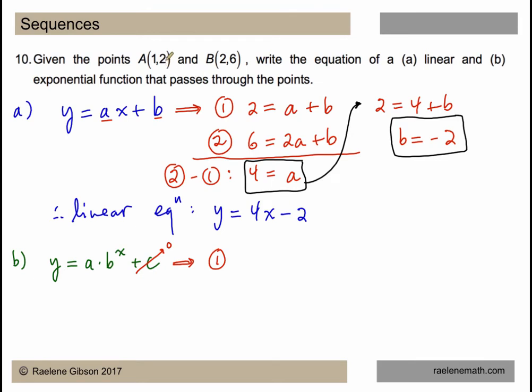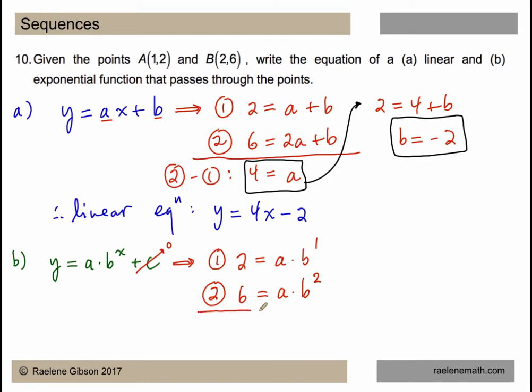So if we substitute the first point, 1 for x and 2 for y, we get that 2 is equal to a times b to the 1, or simply ab is equal to 2. And the second point gives a second equation, namely that 6 is equal to a times b squared.